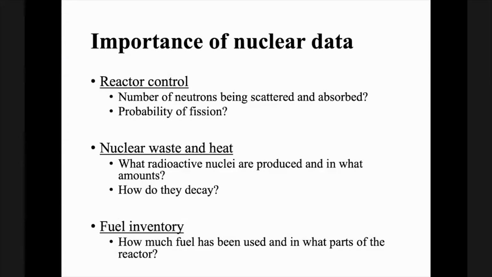So nuclear data is clearly very important in terms of nuclear reactors here on the Earth. To control the nuclear reactor, we need to know the number of neutrons that are scattered and absorbed within the reactor. If a neutron meets some uranium, what is the probability of it splitting? In terms of nuclear waste and the heat that's produced by the reactor, we need to know what radioactive nuclei are produced and in what amounts, and also how they decay. Do they decay by alpha, beta, or gamma emission?